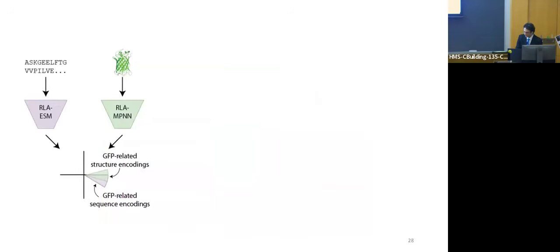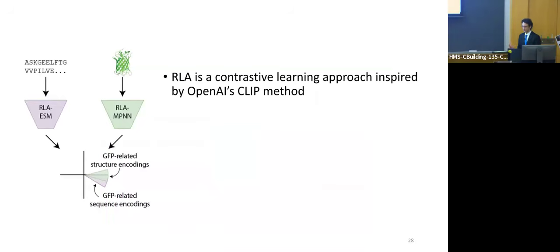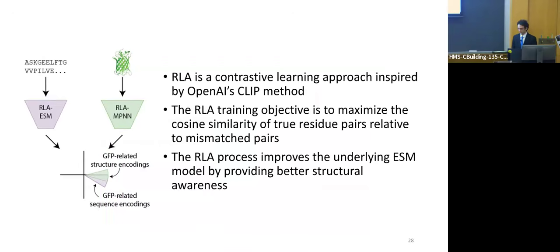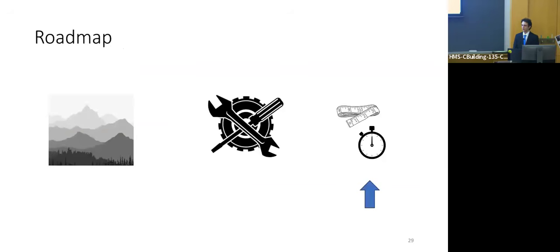Okay, so to summarize the method, we've developed this residue level alignment, RLA process, which is a contrastive learning approach inspired by OpenAI's CLIP method for combining text and image information. We trained it using a training objective that maximizes the cosine similarity of true residue pairs relative to mismatched pairs. And our first indication that things were going the right way is that the RLA process improved the underlying ESM model by providing better structural awareness, specifically for this true negative rate. Okay, so that's it for the methods, and we're now on to the results.